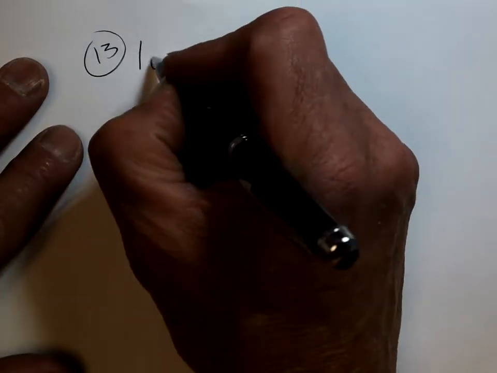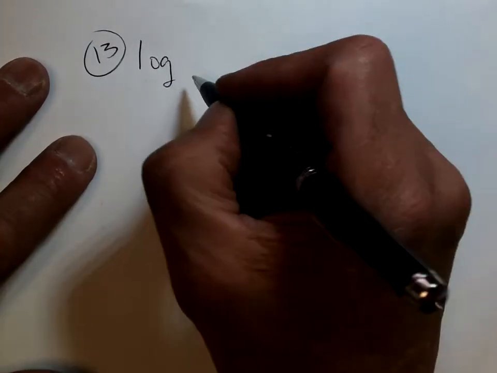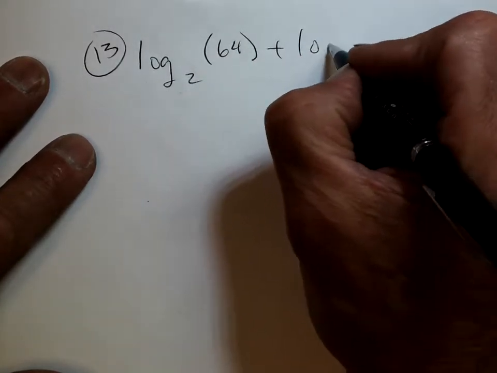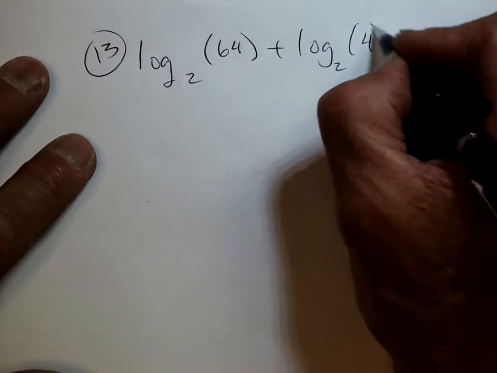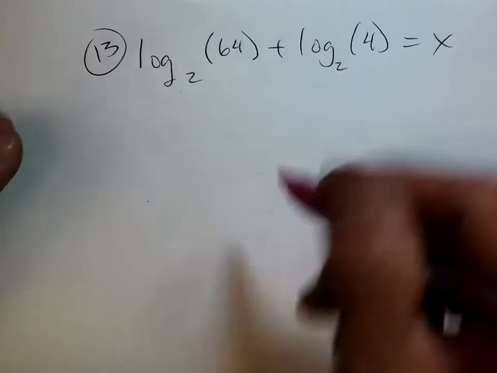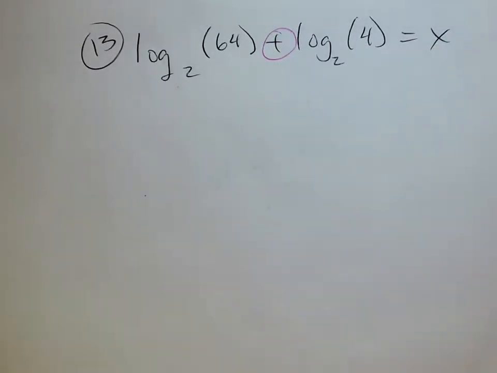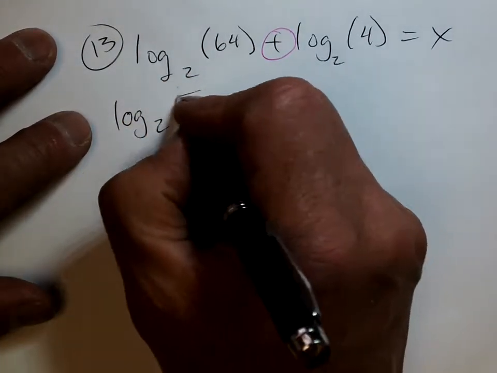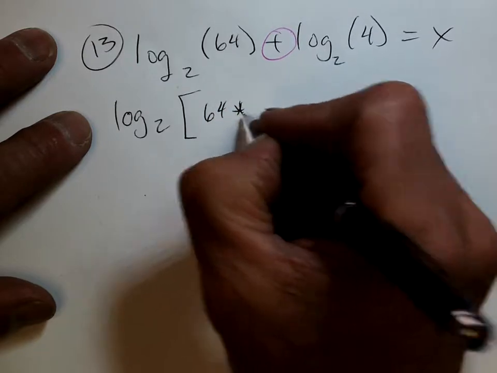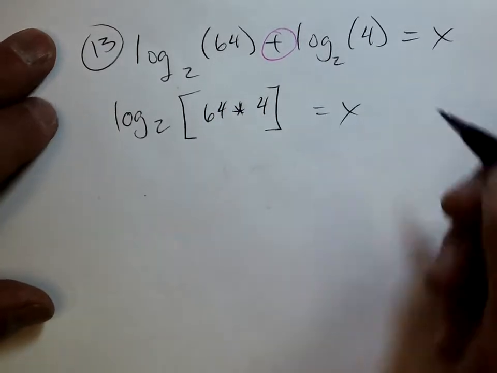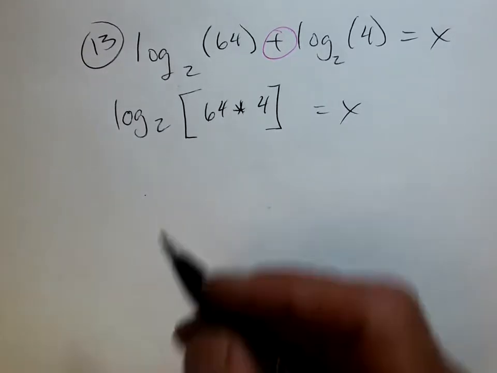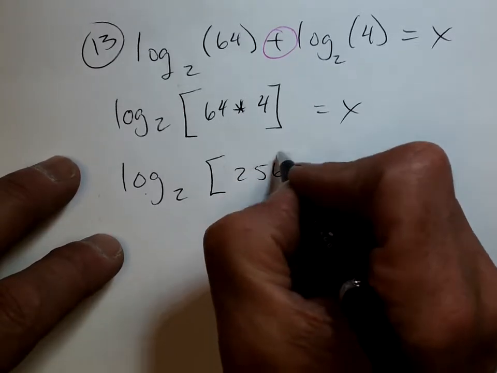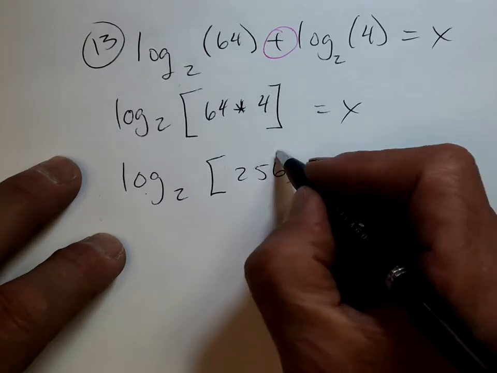Here's one that you guys are saying: log base 2 of 64 plus log base 2 of 4 equals x. First of all, because of the plus, I need to combine it as a single logarithm. So I'm going to rewrite this as log base 2 of 64 times 4 equals x. So I got log base 2 of 256 equals x. Thanks, Renee.